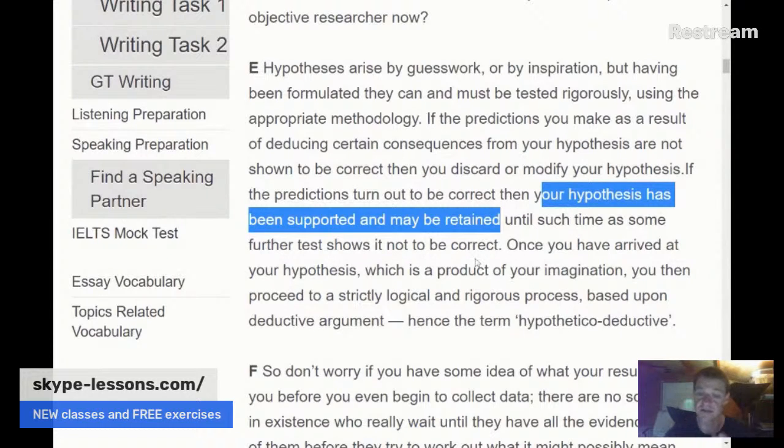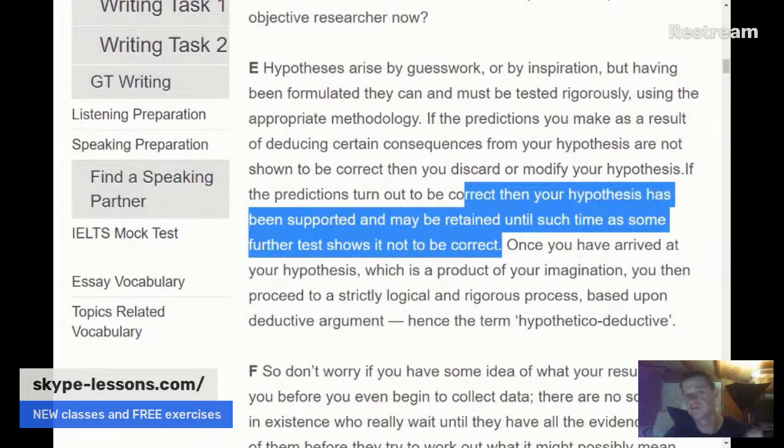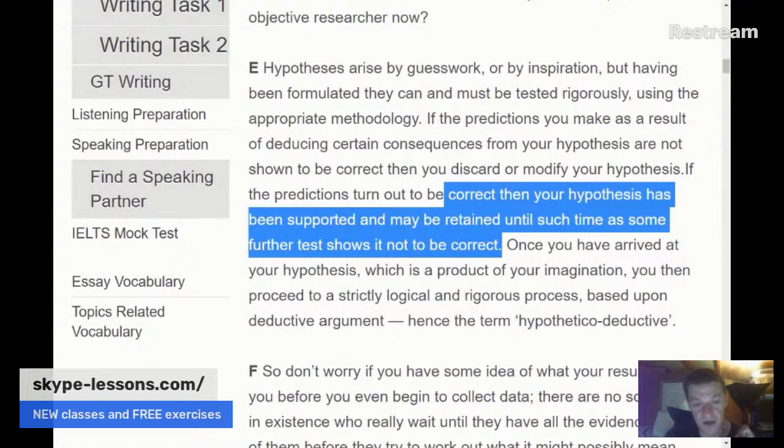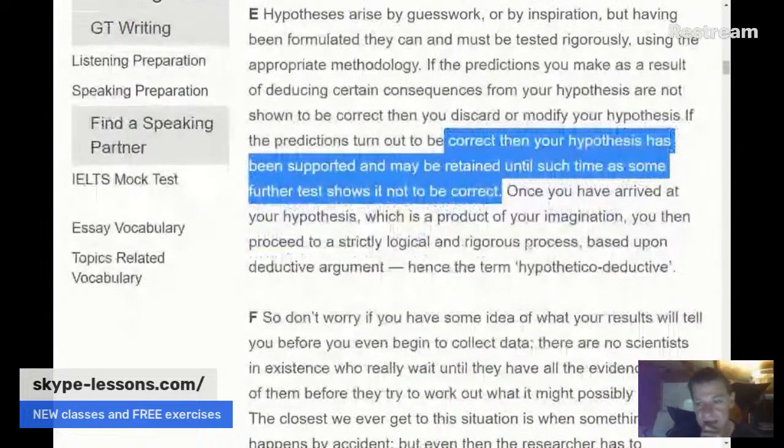So this is proving that there is no such thing as a fact for a start, because any hypothesis may turn out to be incorrect. Even some of the hypotheses we have about gravity, for example, which have been around for hundreds of years, we've recently changed in the last 100 years because they've been shown not to be correct.